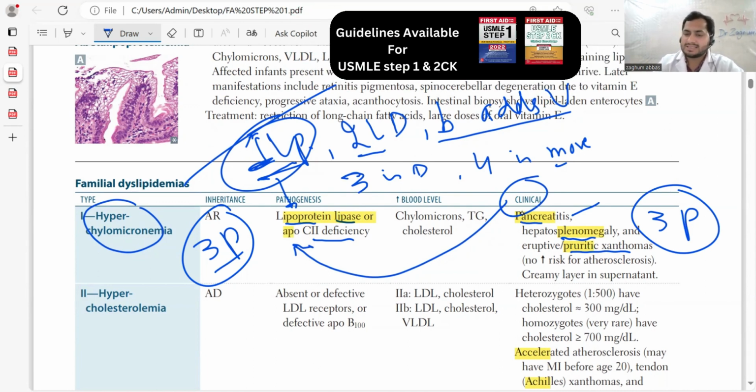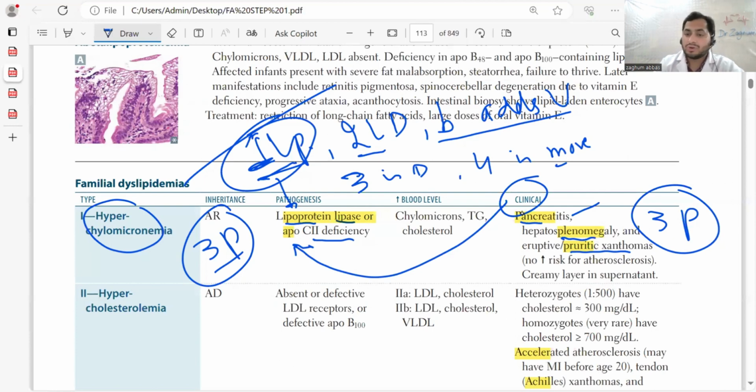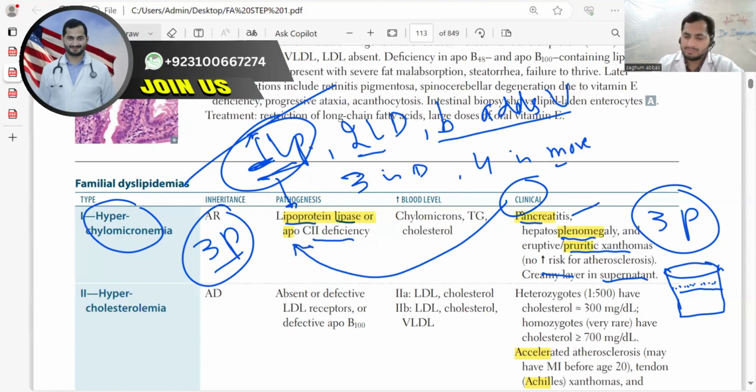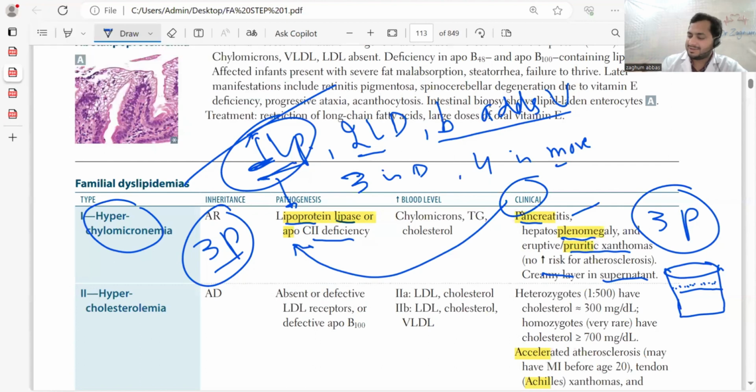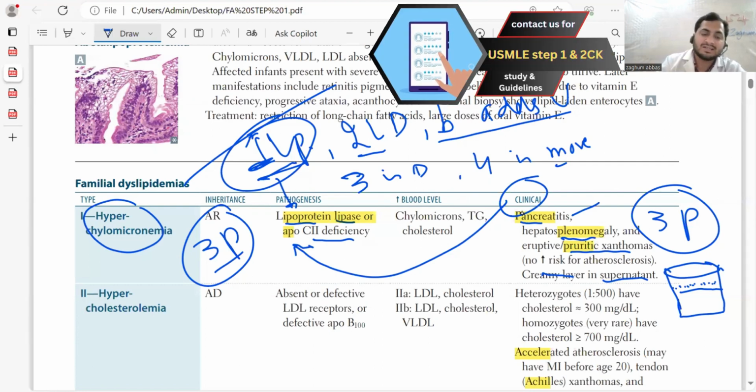Remember, in this case there is no increased risk of atherosclerosis, and due to the high level of chylomicrons, you will have a creamy layer on the supernatant. Whenever you take blood and let it stand for 3 to 5 minutes, the upper level of chylomicrons will make a creamy layer, like if you are Punjabi, on lassi, when you have lassi, butter forms on top. Just like that, you have a creamy layer in the blood sample. So the first is covered. We have done hyperchylomicronemia. The first mnemonic is covered.